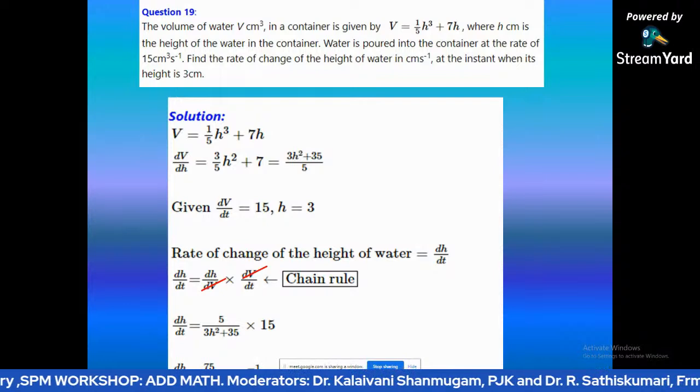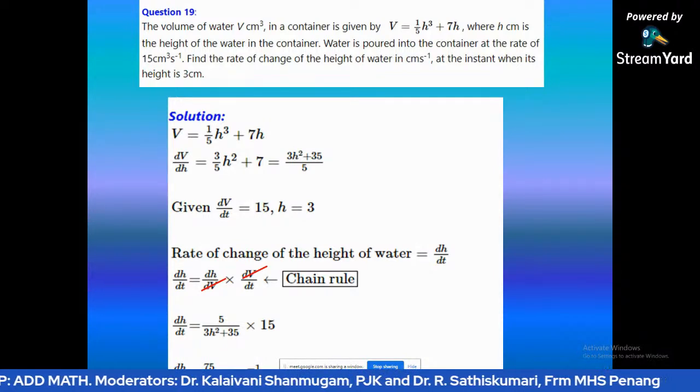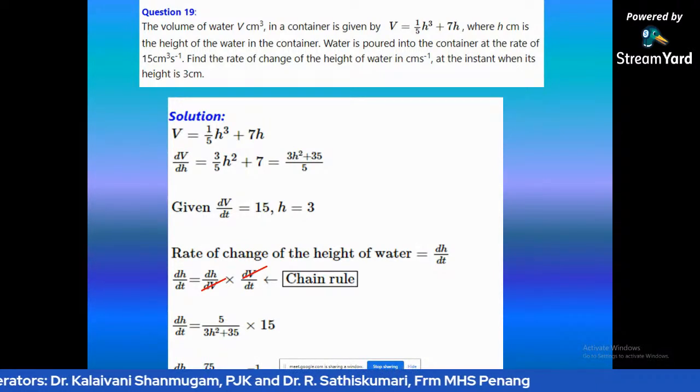Okay, teacher. Any questions? Students, any question about rate of change and small changes?